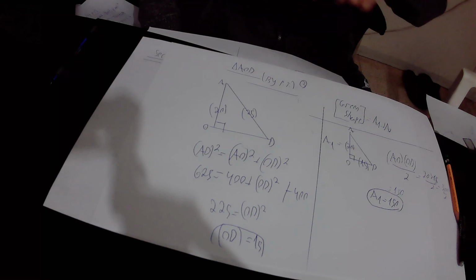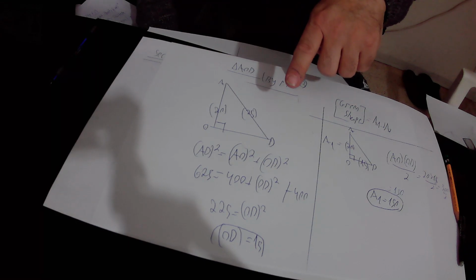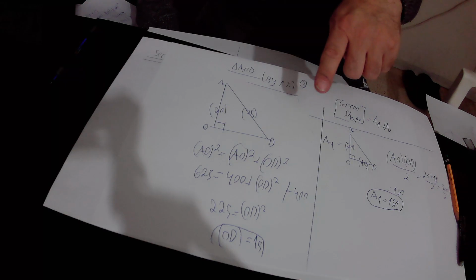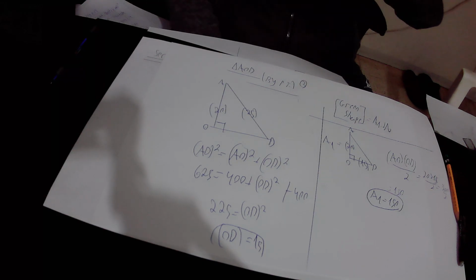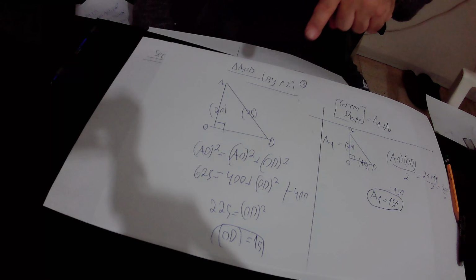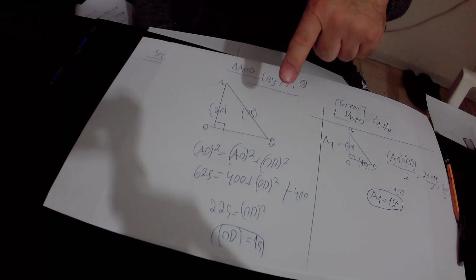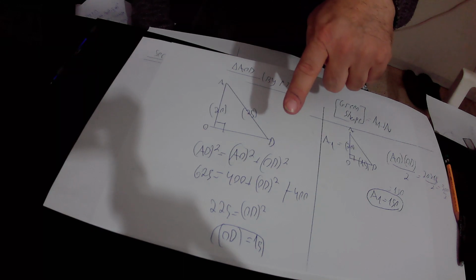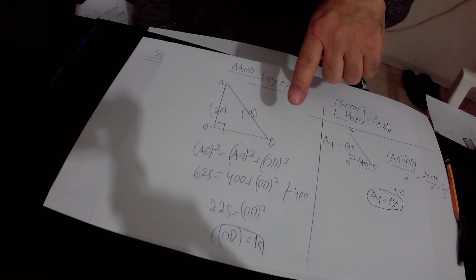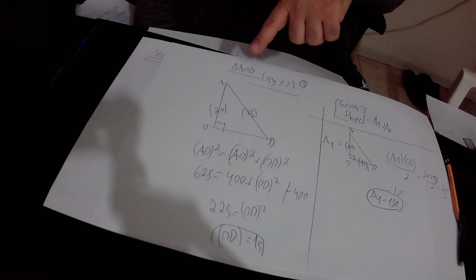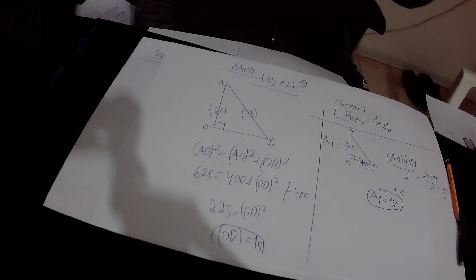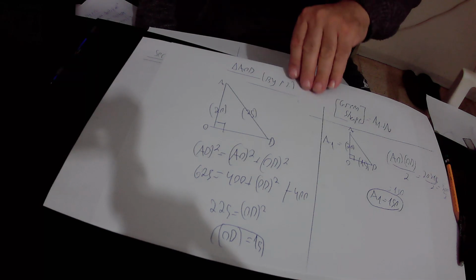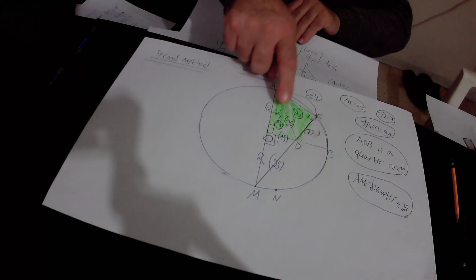So in conclusion, we found that 625 equals 400 plus OD squared. We subtract 400 from this equation, and finally find that 625 minus 400 is 225. That is equal to OD squared. We take the square root of this equation and finally find that OD equals the square root of 225, that is 15. So the missing side OD equals 15 units in length.